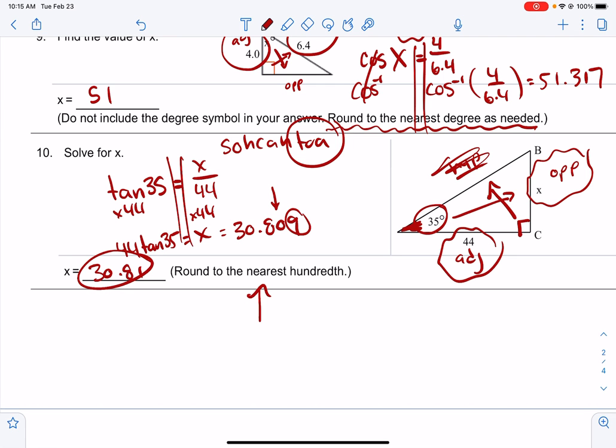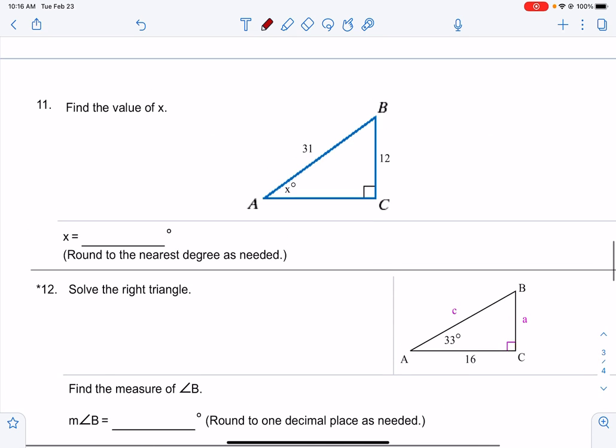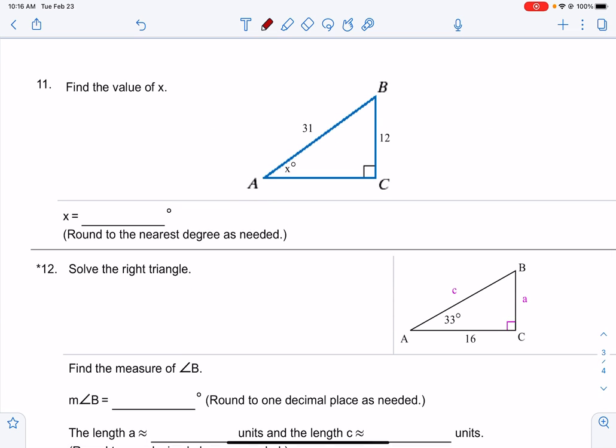All right, number 11. I bet you can't guess what we're going to use to solve number 11. Find the value of x. Oh, weird. We're using Sohcahtoa again. I hope you're catching on to this pattern. This is the big idea, this entire chapter. This is what you need to know how to work with, which is why it keeps coming up and it's going to keep coming up.